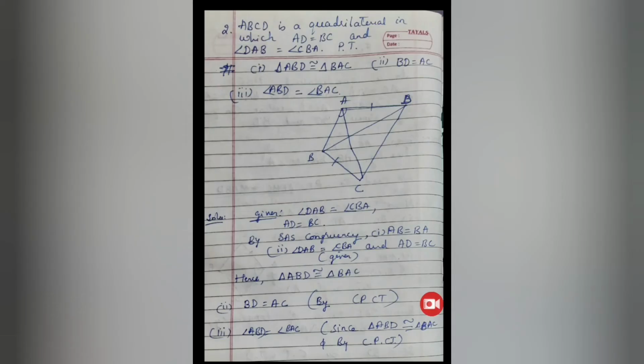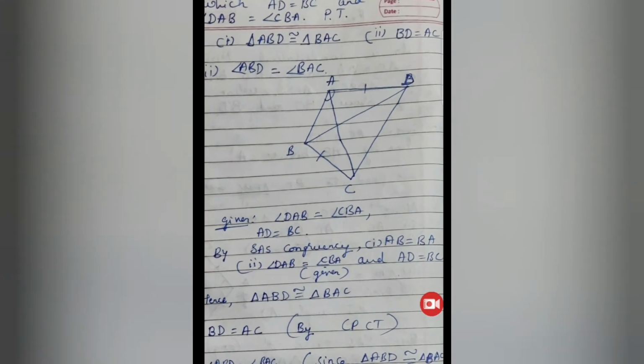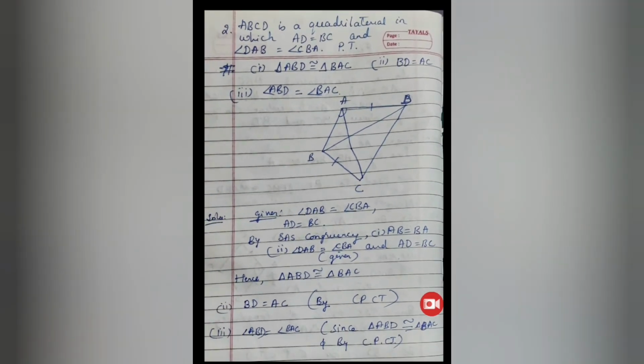This is our next question. ABCD is a quadrilateral in which AD is equal to BC and angle DAB is equal to angle CBA. We have to prove three things: triangle ABD and triangle BAC are congruent; BD is equal to AC; and angle ABD is equal to angle BAC. Look at the quadrilateral given here, ABCD.